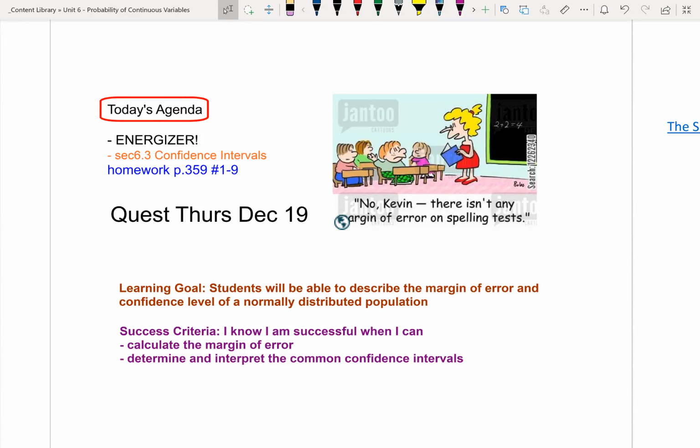In today's note, we're going to be looking at confidence intervals. And our goal today is to be able to describe the margin of error and confidence level of a normally distributed population.